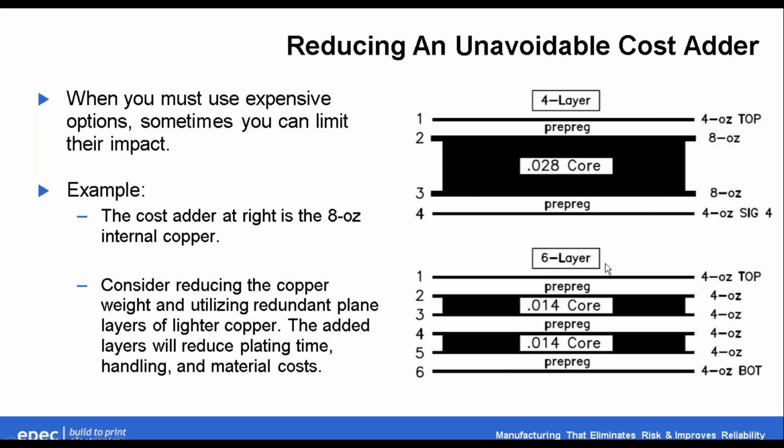So even though you're going to what would seem to be a more complex board, by going to 4-ounce copper, you're buying a copper weight that is available as sheet stock. You don't have to go through a plating process. Your imaging process is simplified. Everything's simplified. You're going to end up saving a little money there.